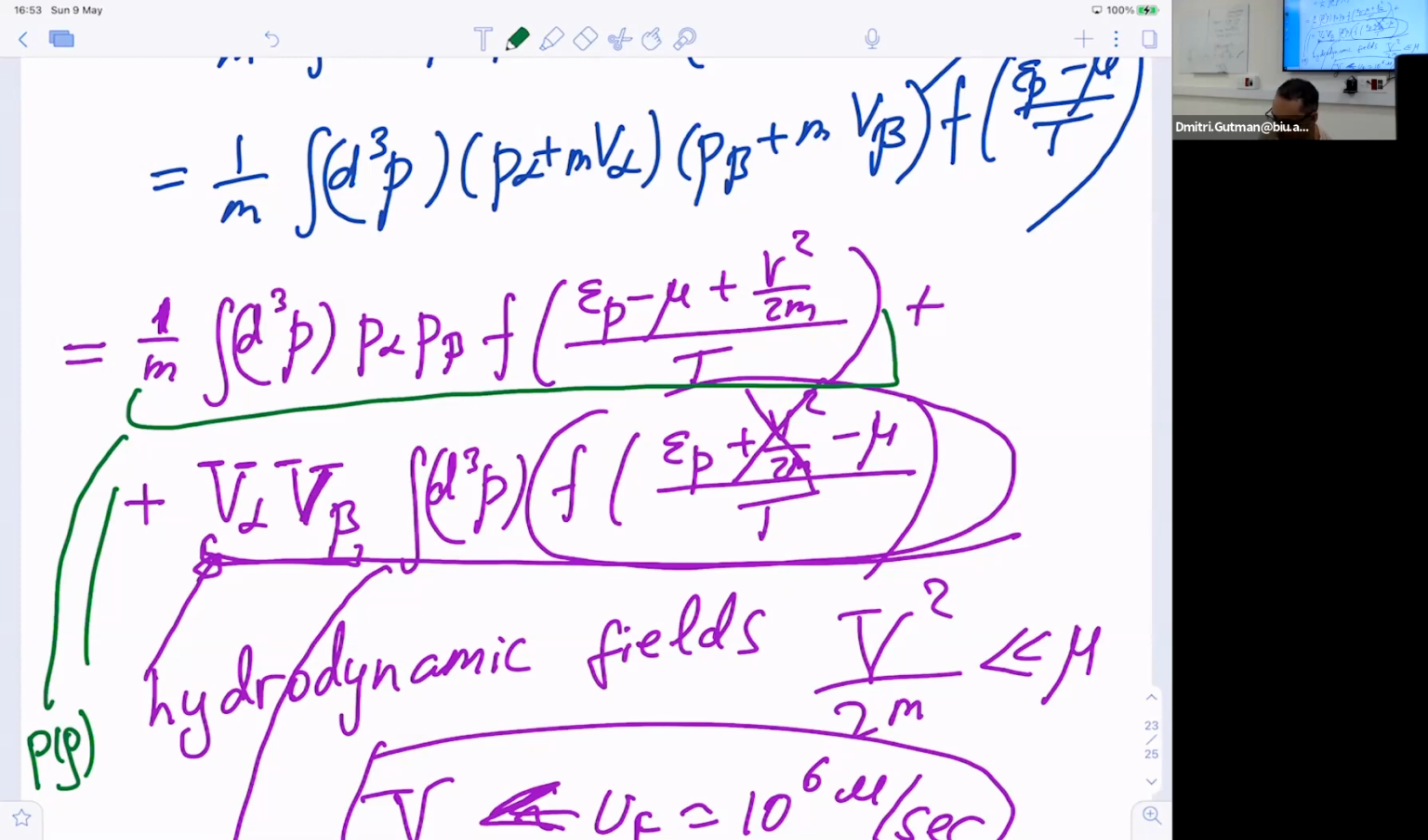So first of all, you can see that this thing vanishes if alpha is not equal to beta for symmetry reasons. If alpha is not equal to beta, this thing simply vanishes.